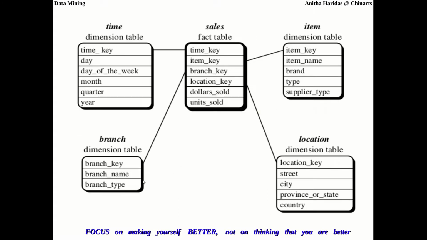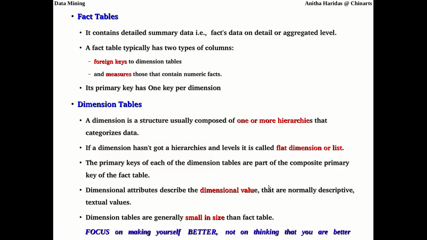Yes, that is what we have seen. These 4 foreign keys combined together become the composite primary key of the fact table, corresponding to each and every dimension table. So that is what is mentioned here. The primary key of each dimension table is part of the composite primary key of the fact table. All the foreign keys here are combined together, so you call it composite, and the composite keys create a primary key for the fact table.